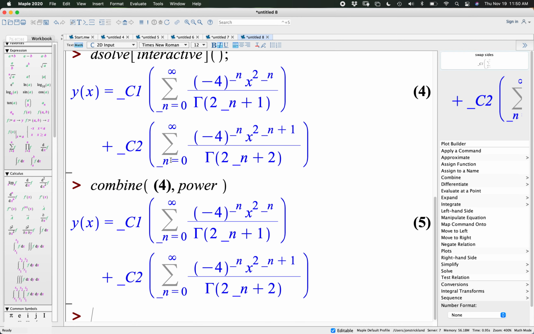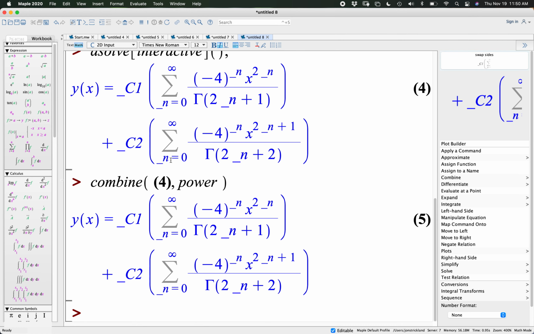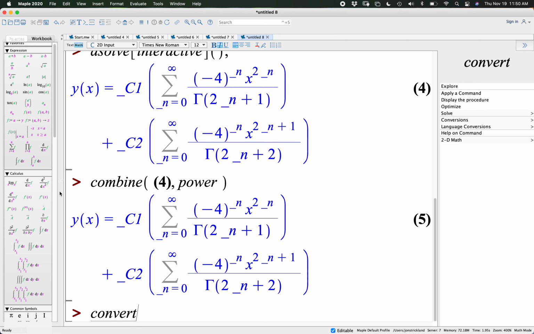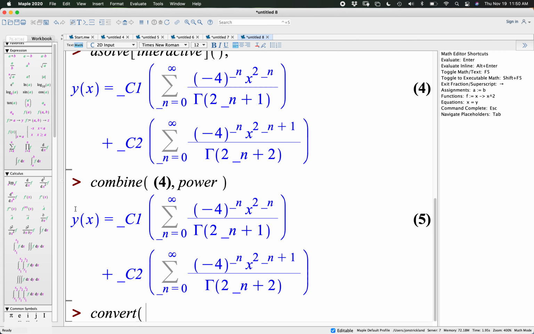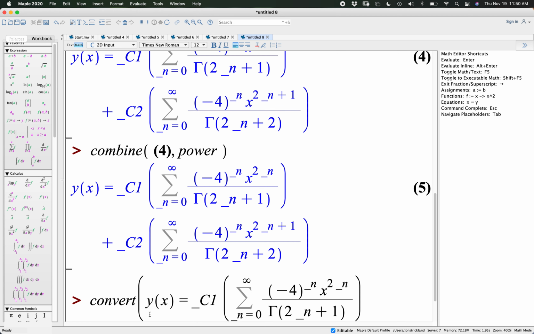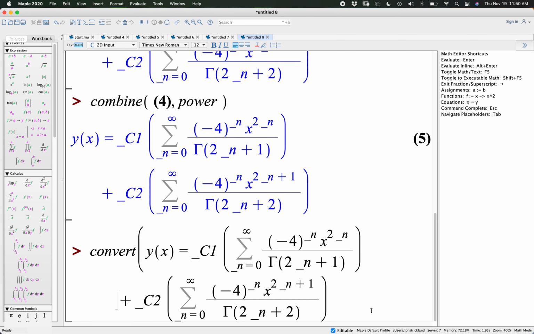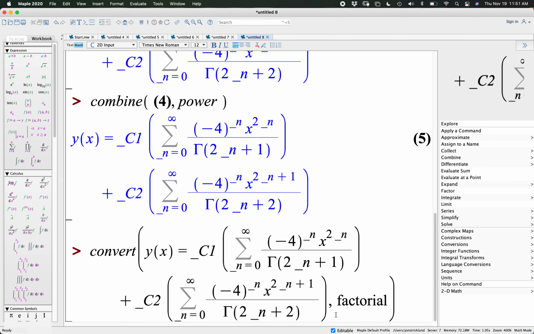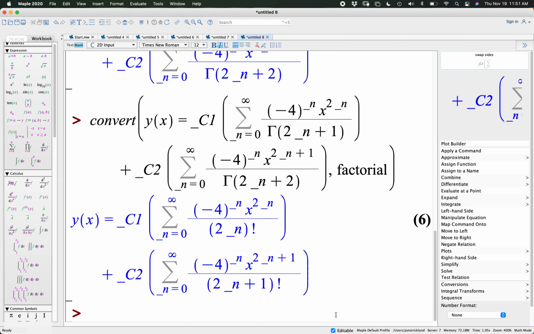Yeah, so there were no powers to combine. But I can convert what I have into factorial notation. So if I take this display, I'm going to get, converting what I have here into factorial. And this is going to be our display.